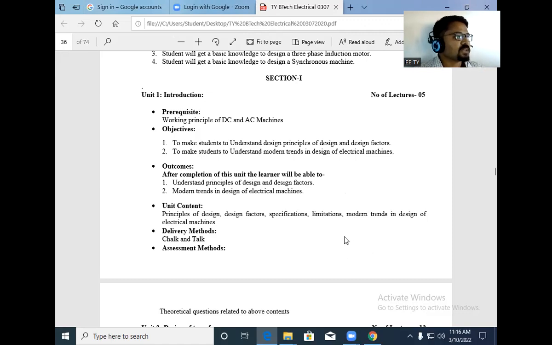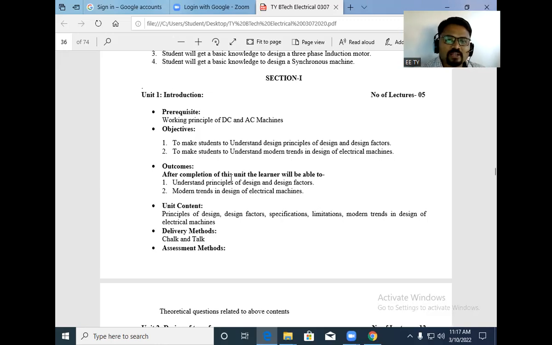So this is our chapter number one, that is nothing but the introduction. Some basic part is there that we have to cover, which is required for learning the next chapters. For the next chapters, this chapter number 1 is the basic chapter.